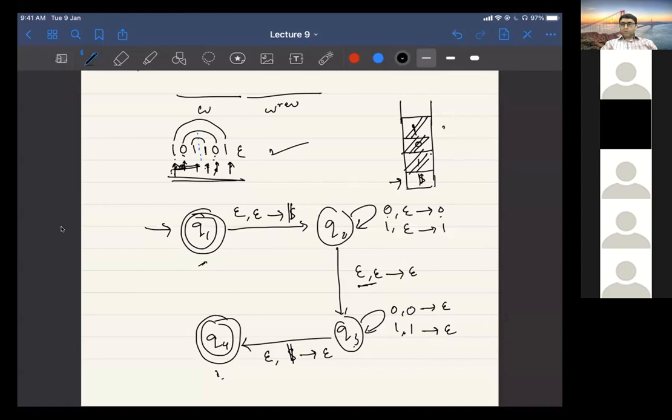Q2 to Q3 is this empty transition. This empty transition means without reading anything. The first epsilon means don't read anything from the input. The second epsilon means don't worry about what is on top of the stack. And the third epsilon after the arrow means don't push anything onto the stack and don't pop anything from the stack. Just move on to state Q3. This is a pure empty transition.